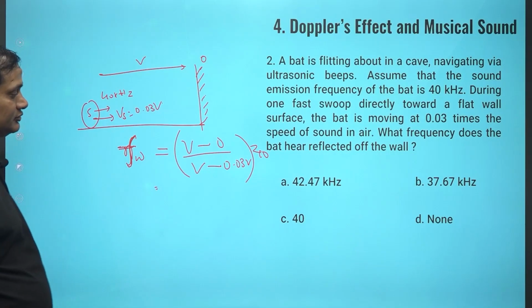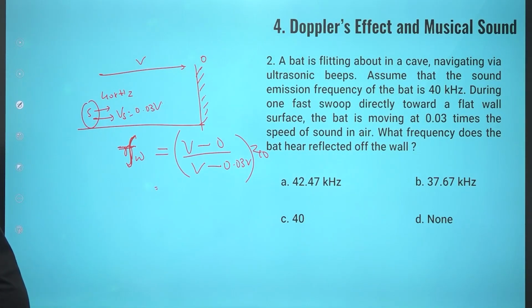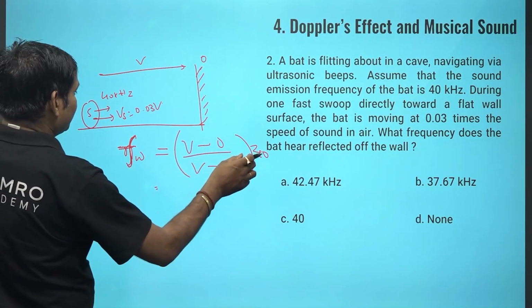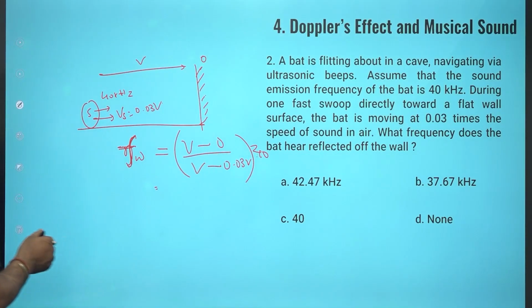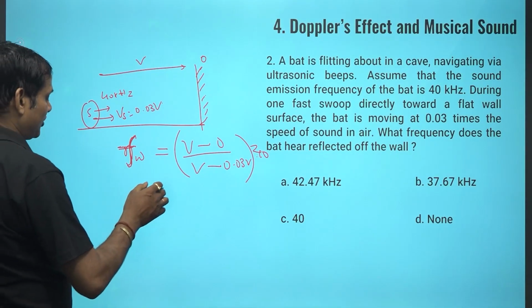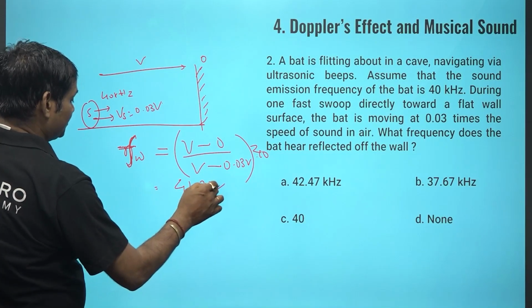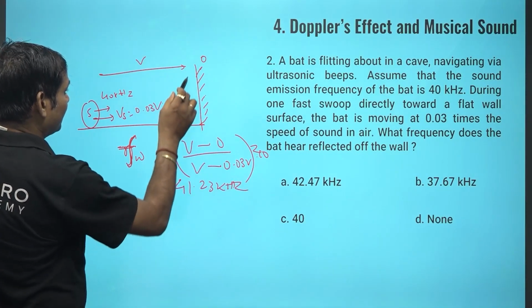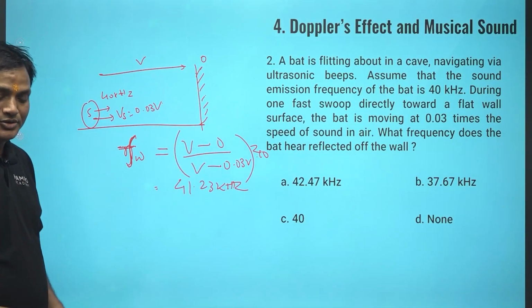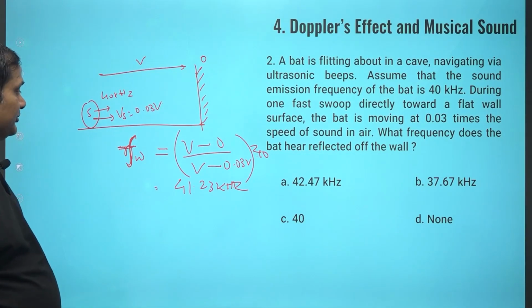Let's solve this. 1 minus 0.03, and v cancels from top and bottom. This gives 1 point something, and multiplying by the frequency 40 kHz, we get 41.23 kHz. This is the frequency heard by the wall, the frequency received by the wall.